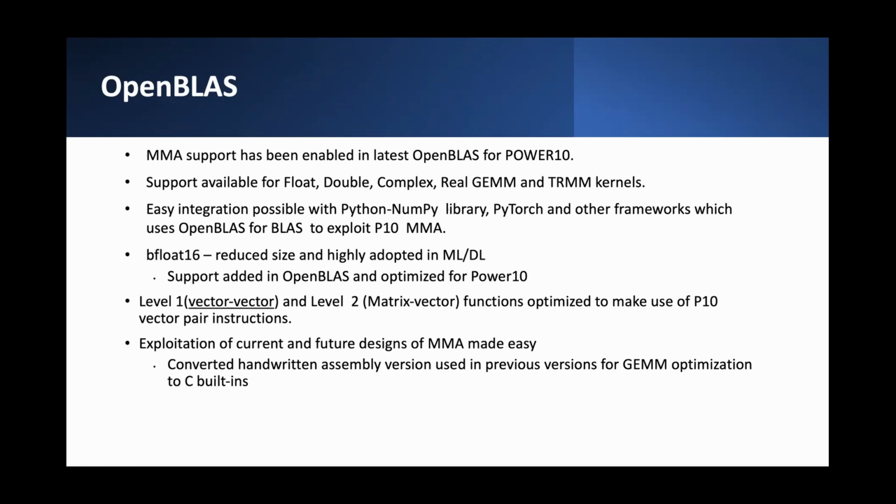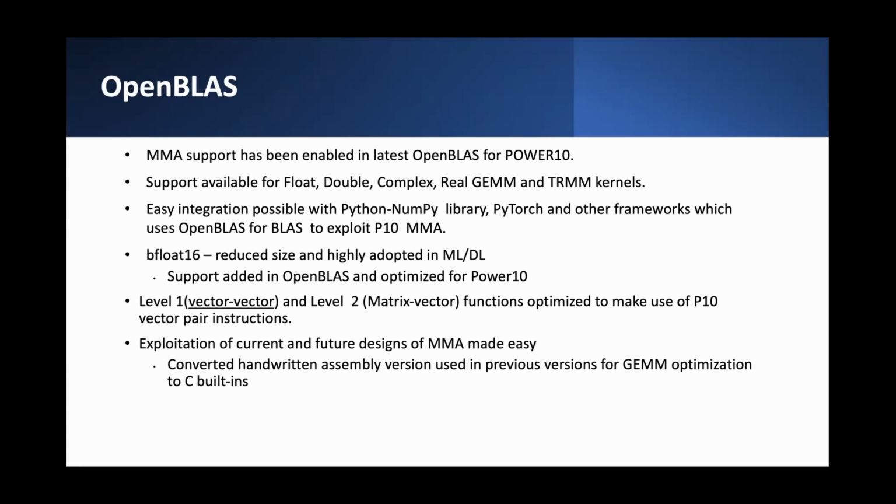They are categorized as level 1, level 2, and level 3. In level 1, we have functions to do vector and vector operations. In level 2, it's matrix and vector. And level 3 is all about matrix operations. So particularly for this MMA, we have added support for all the float, double, and complex types of GEMM and TRMM kernels in OpenBLAS. And these are available from the 0.3.10 version of OpenBLAS.